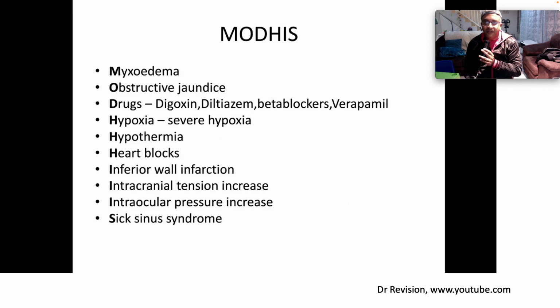They cause negative chronotropy. Severe hypoxia can slow the heart rate, as can hypothermia, and the heart blocks we spoke about. Inferior wall infarction, because remember, the inferior wall is supplied by the right coronary, which also supplies the SA node. Also increased intracranial tension, increased intraocular pressure in glaucoma, and sick sinus syndrome.